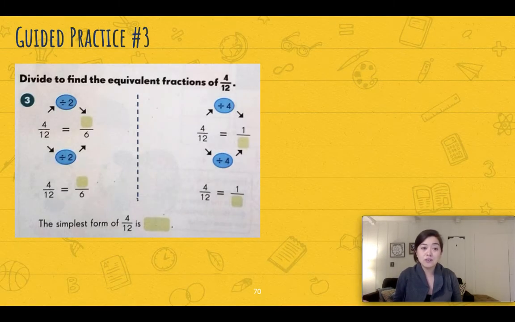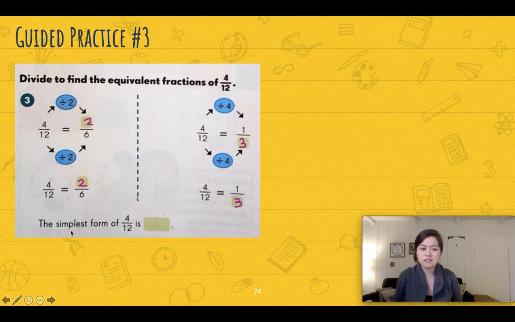Okay, so let's see here. We're going to divide the numerator and denominator of 4/12 by 2. Let's see what we get. We get 2/6. So 4/12 is equivalent to 2/6. Let's look here. We have the same fraction of 4/12 over here, but we're dividing by a different number that's the same number. Okay, so we're dividing the numerator by 4 and the denominator by 4, and we get 1/3. So 4/12 is equivalent to 1/3.